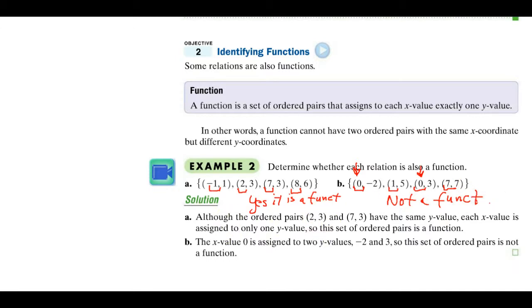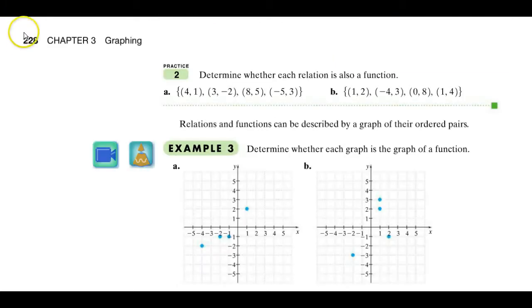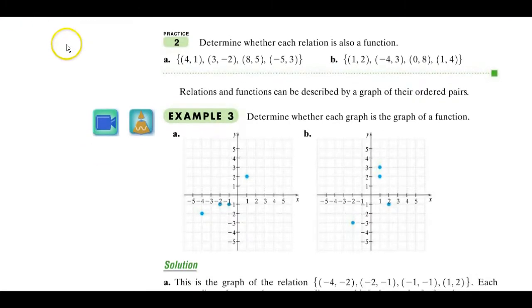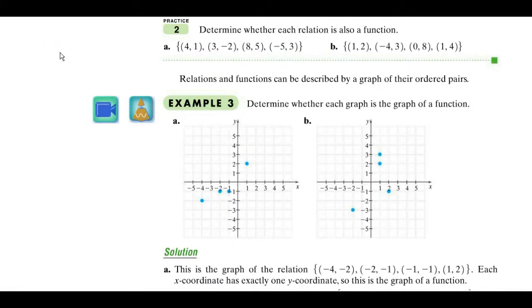Okay. So far it's easy. And again, hopefully you're taking notes. You want to develop something to look at as a summary and outline. And we can do this one too because it gives us a little more practice. 4, 3, 8, negative 5, yes. X is not repeated. 1, negative 4, 0, 1, yes. 1 is repeated, so that's not a function.